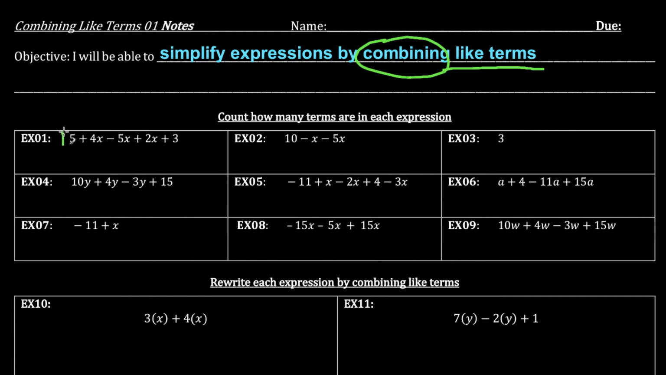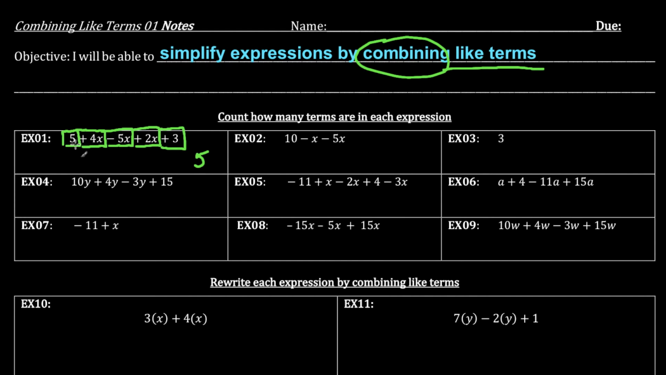So we start off with 5, positive 5. Then we add 4x. And then we subtract 5x. And then we add 2x. And then we add 3. So there are 1, 2, 3, 4, 5 terms.